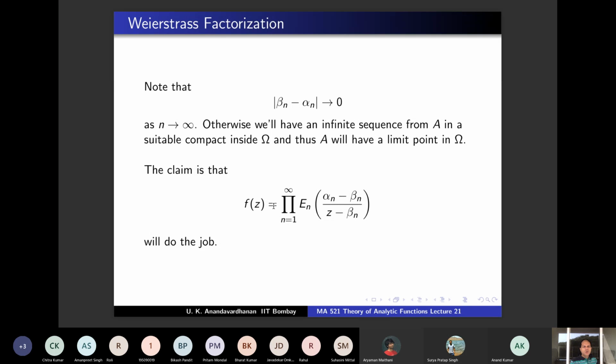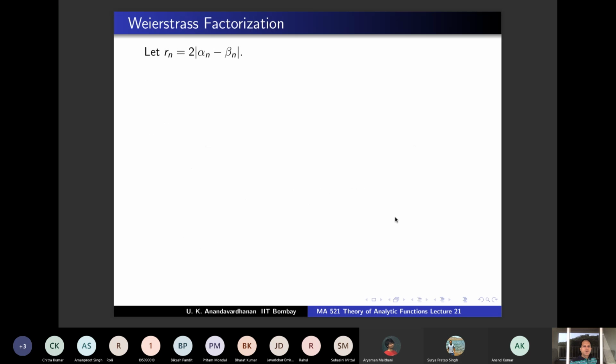In order to show that this makes sense, that it is uniformly convergent on compact subsets, what do we need to show? We need to show that the summation of the modulus of 1 minus En has good properties. And that's easy. So let's do that. We are going to take twice the modulus of alpha n minus beta n and call it Rn, and you take a compact subset K. What do I need to show? I need to show that the summation of the modulus of 1 minus En is uniformly convergent on K. That's what we need to show.